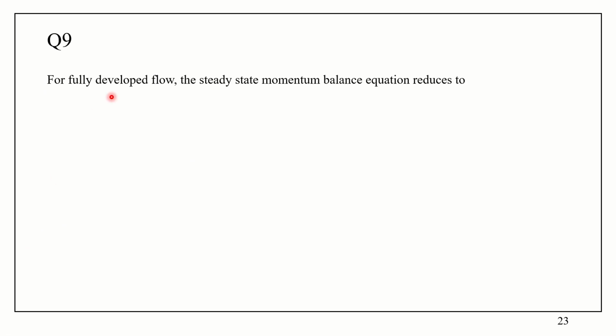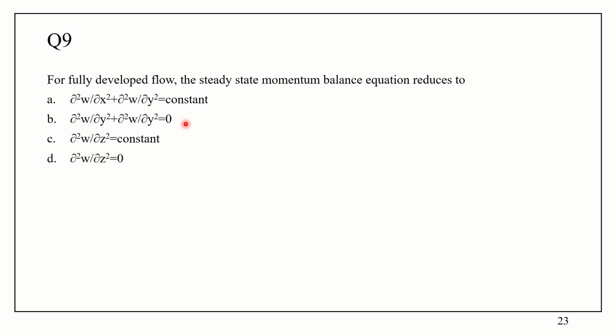So we'll see that for fully developed flow, the steady state momentum balance equation reduces to option A, ∂²w/∂x² plus ∂²w/∂y² equal to constant. Option B, ∂²w/∂y² plus ∂²w/∂y². Here it is ∂²w/∂x² can also come, but equal to 0. This is false. And option C, ∂²w/∂z² equal to constant. Option D, ∂²W/∂z² equal to 0.